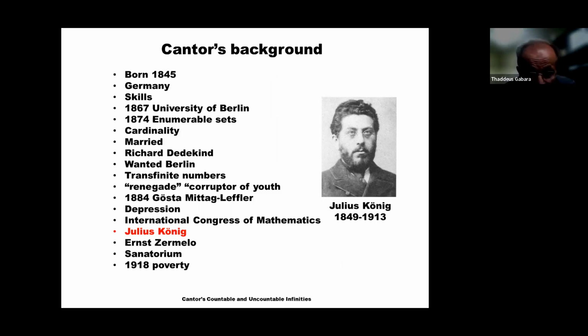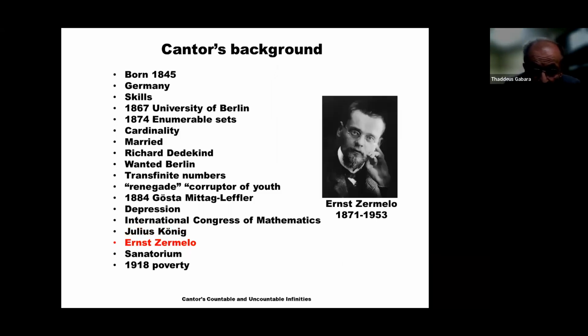But the next day at the same conference, Ernest Zermelo, who's shown here, and who worked with Fraenkel to make a new set of rules for set theory, gave in his talk a description of how Julius was wrong. So Julius had his day the previous day. The next day it was destroyed by Zermelo.